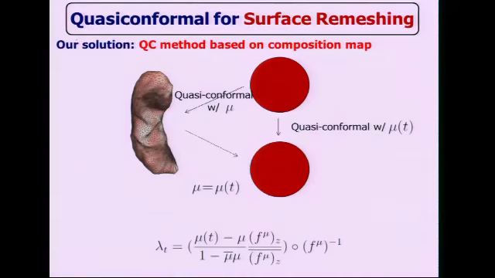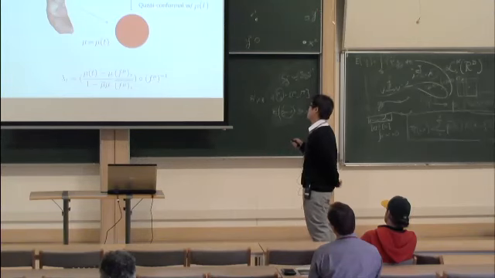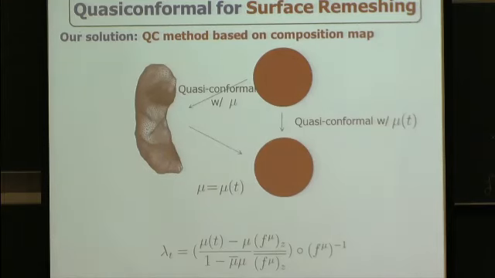But it turns out that using quasi-conformal mapping, we can solve the problem. The basic idea is based on a composition map method. The idea is actually not quite difficult. This is based on one simple observation. Suppose we can parameterize the hippocampus onto the unit disk with some Beltrami coefficient mu.